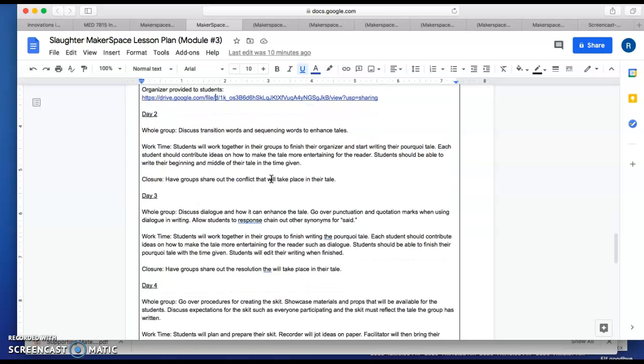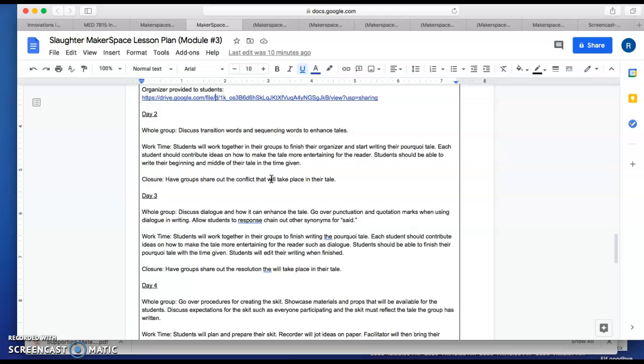On day 2, as a whole group, we're going to discuss transition words and sequencing words to enhance the tales. During their work time, students will work together in their groups to finish their organizer and start their writing of their pourquoi tale. Each student should contribute ideas on how to make the tale more entertaining for the reader, and students should be able to write their beginning and middle of their tale in the time given, using those transition words and sequencing words that we talked about during whole group.